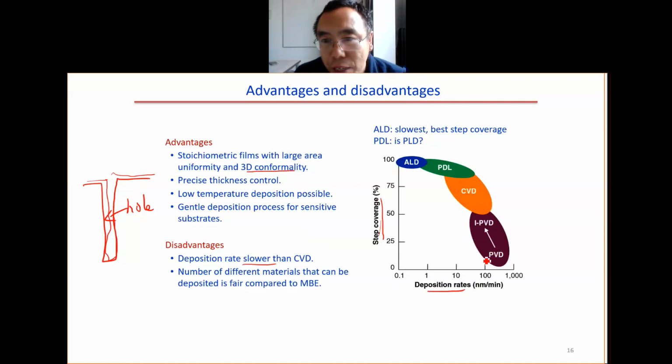If we use PVD, physical vapor deposition, probably the top part will be well coated, but not much coating inside the hole. So ALD gives you the best conformal deposition, precise thickness control, and low temperature deposition because we get only a monolayer per cycle, very, very slow. It can be completed at low temperature. Deposition is gentle. The problem is the slow deposition rate, and the materials that can be coated by ALD are not many.